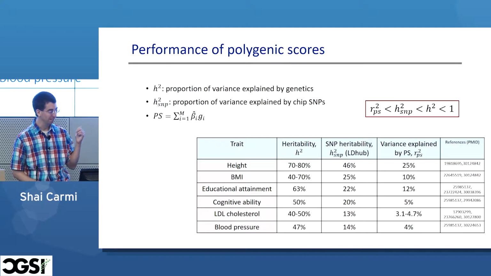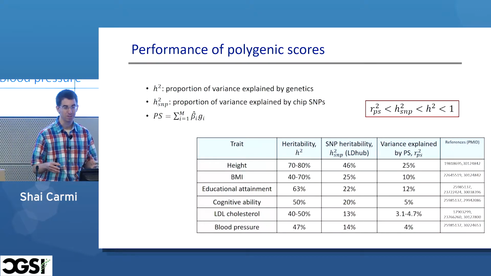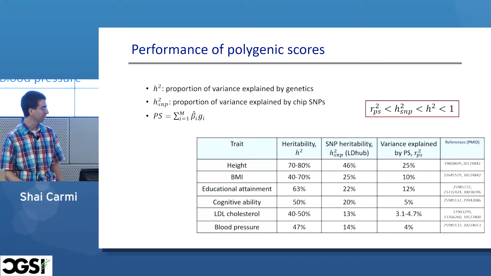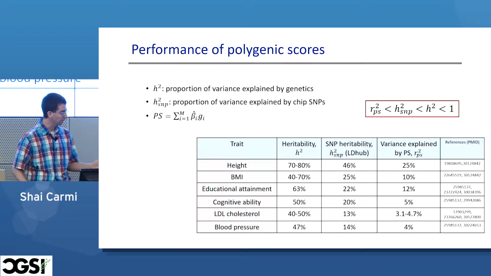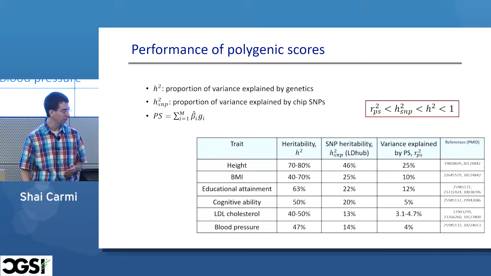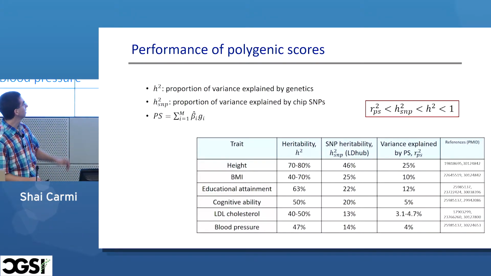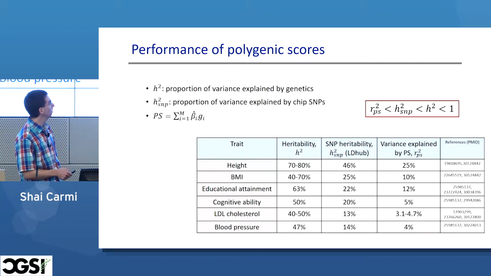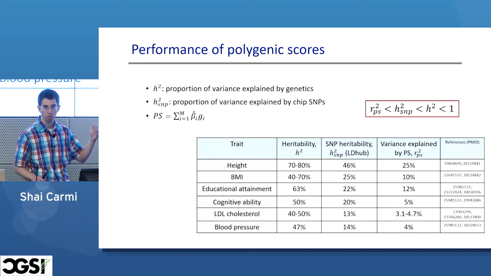For example, for height, they recently claimed that whole genome sequencing explains 80% of the variance in the trait. So heritability must be at least 80%. H squared is the heritability. This is the proportion of variance in the trait explained by genetics, at least by the additive genetic component. H squared SNP is the proportion of variance in the trait explained by SNPs that are found on the microarray. As you can see, it's always less than the heritability because of rare variants and copy number variants and so on. And then we have the variance explained by the polygenic score, which is of course always less.